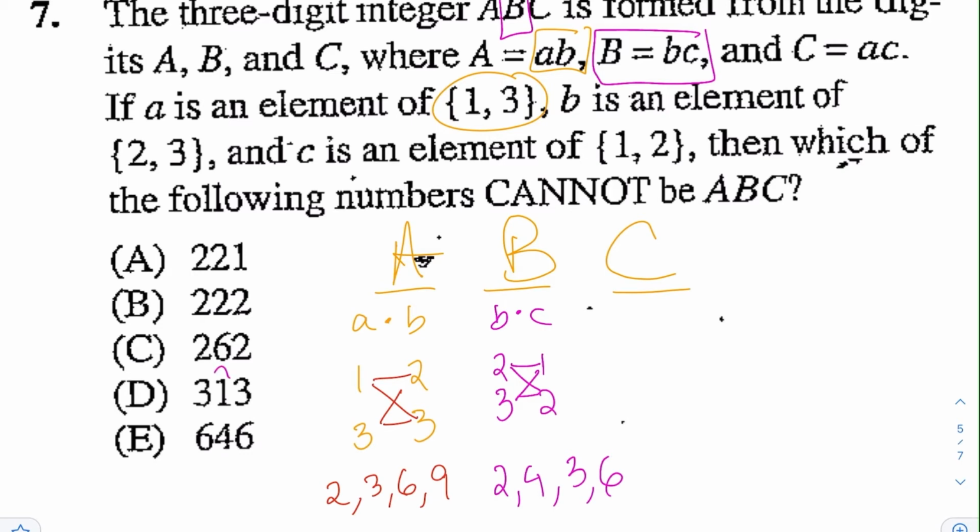And we see that 1 cannot be it. So the answer has to be choice D. But just go through all the choices just in case.